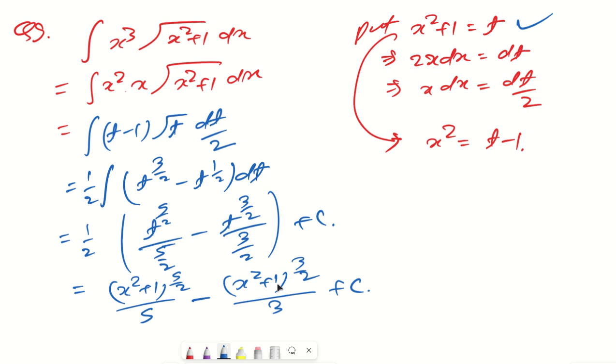Okay, if you want you can take x square plus 1 to the power 3 by 2 as common, so you will be left with x square plus 1 minus 1, like that, but there is no need, you can keep this much as the answer.